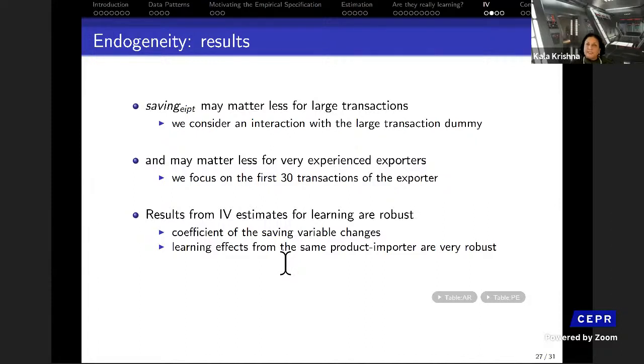Moreover, we've seen that experience tapers off. It's not that valuable. More experience is not that much more valuable once you exceed a certain level. So we focus on the first 30 transactions of the exporter only. Moreover, then doing this, we look at what the results are with the OLS and the IV using the same data. And we find that, yes, the coefficient of the savings variable changes, but the learning effects from the same product, importer, and actually all the others, they're pretty robust.